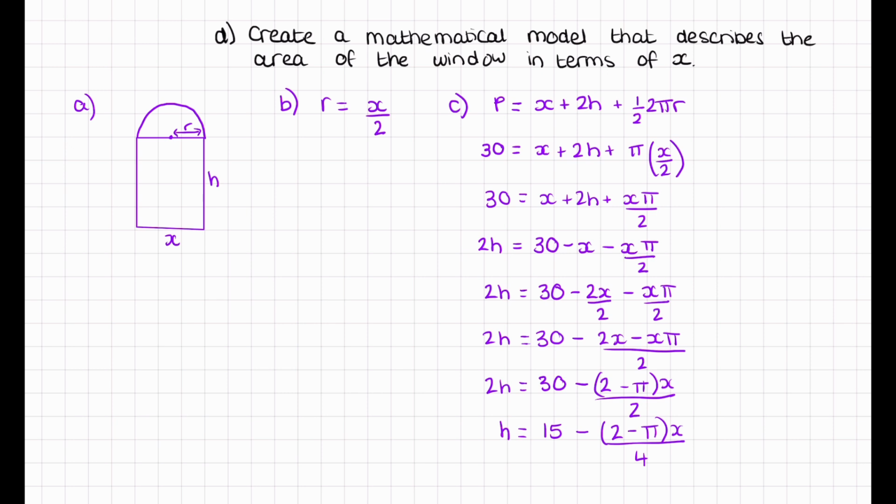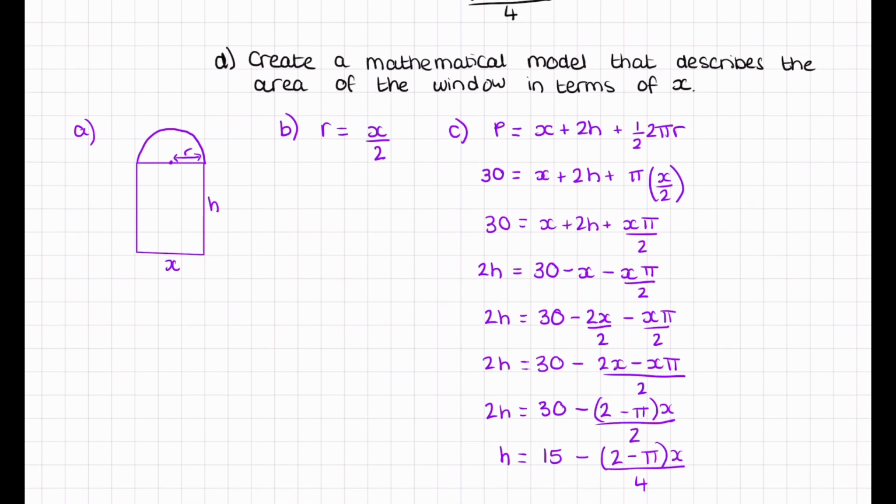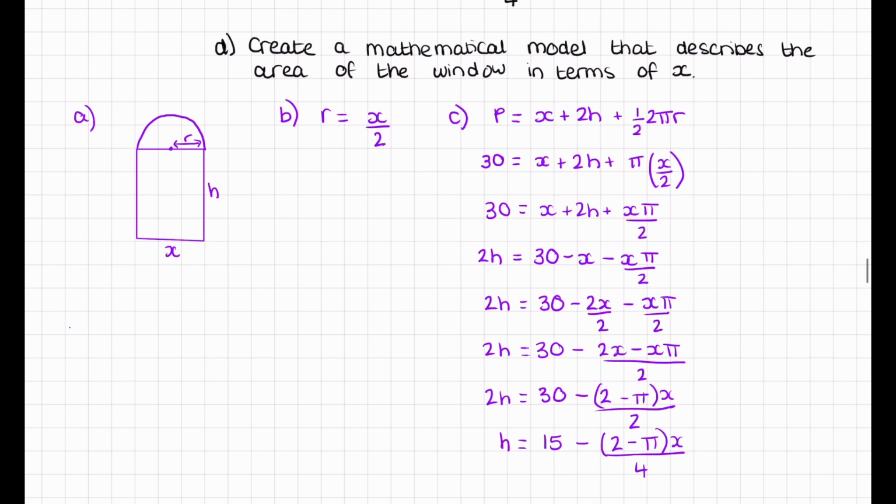And then part D, we want to create a mathematical model that describes the area of the window in terms of x. So I'm just going to go over here for D. So area of the window. How we find the area of this? The area would be area of the rectangle, which would just be x times h, plus the area of the semicircle, which would be half pi r squared, because it's half a circle.